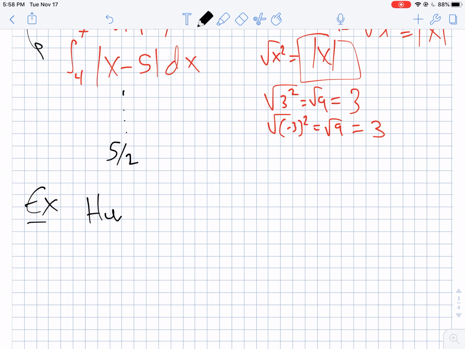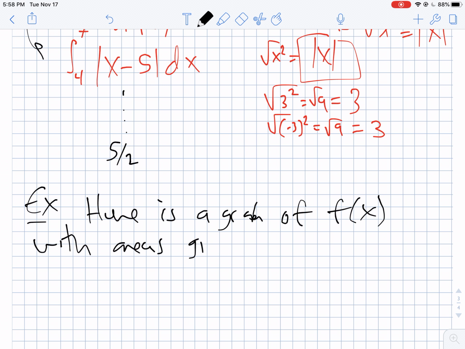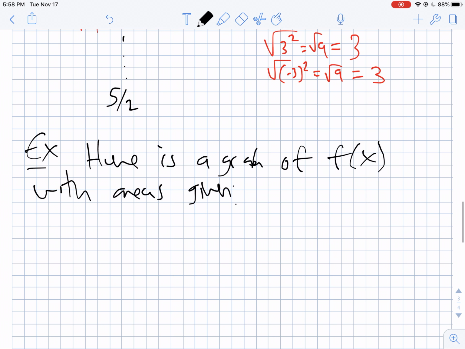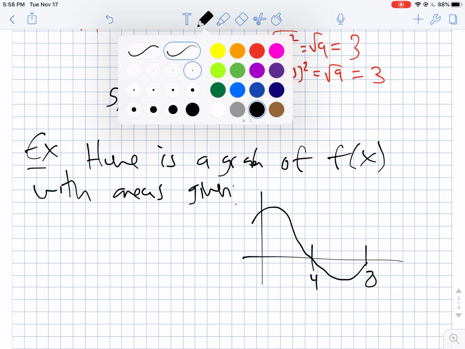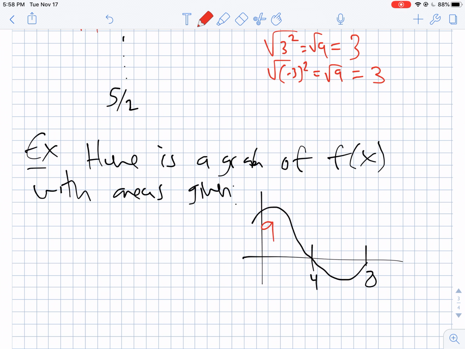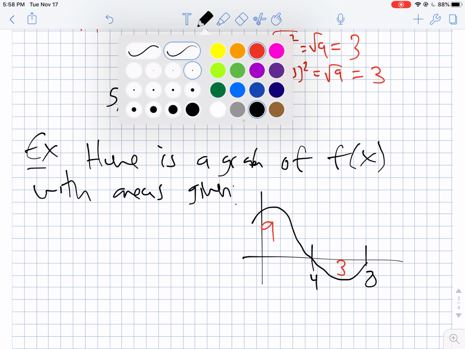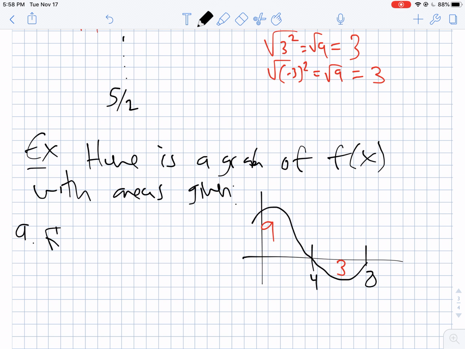So I'm going to say here is a graph of f, and I'm going to give you some areas as part of this. So the areas given. Okay, so I'm going to give you a graph from 0 to 8. And originally the graph is going to start up here. Okay, and this area above the curve from 0 to 4, we'll call that 9. The area below from 4 to 8 is 3. Okay, so now part A of this problem is going to be very straightforward. I'm going to ask you to find the integral from 0 to 8 of f of x.